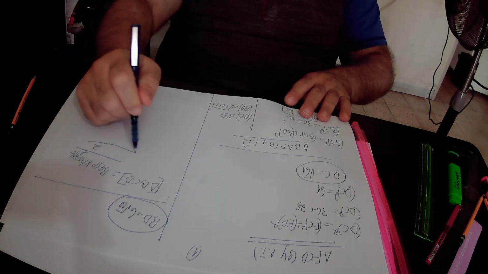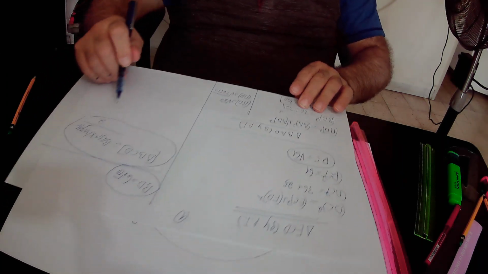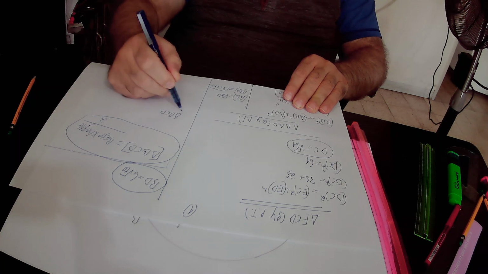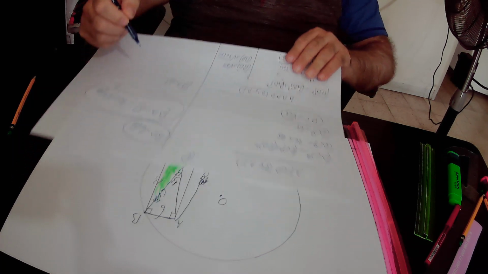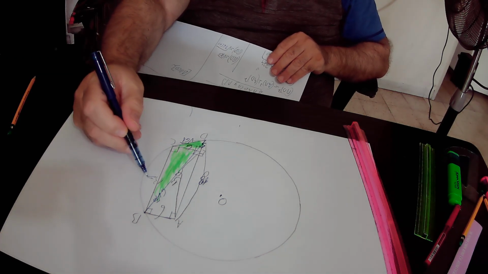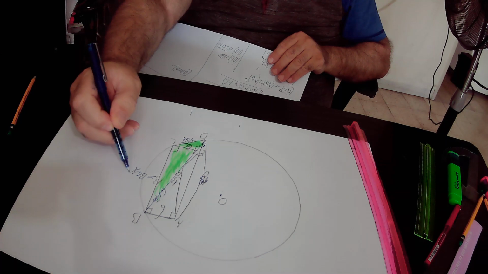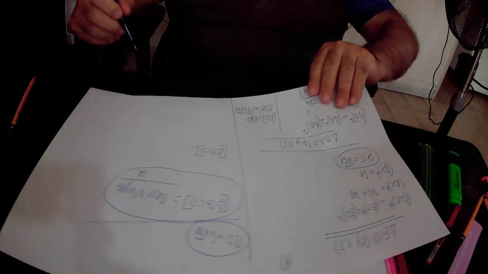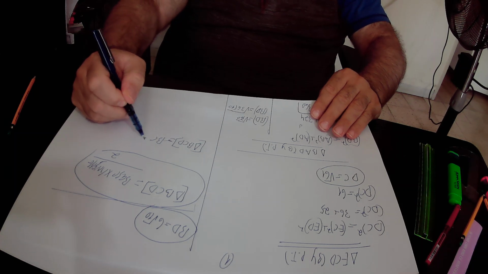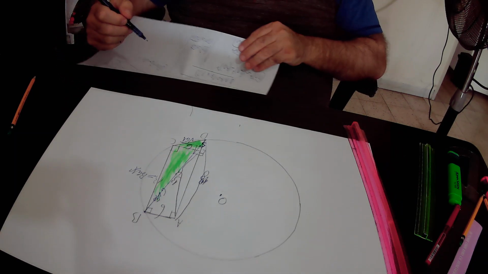I must emphasize that the height to the base must create 90 degrees with the base. Okay? So the area of triangle BCD, the green triangle BCD, will be equal to the base. We'll choose the base as BC. BC is the base of the triangle. So we substitute the base by BC times the height.